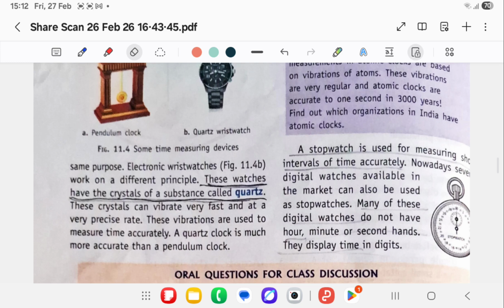Now in electronic watches, what is used? They use crystals that vibrate. The crystals are known as quartz. These are being used. Stopwatches calculate time very accurately.